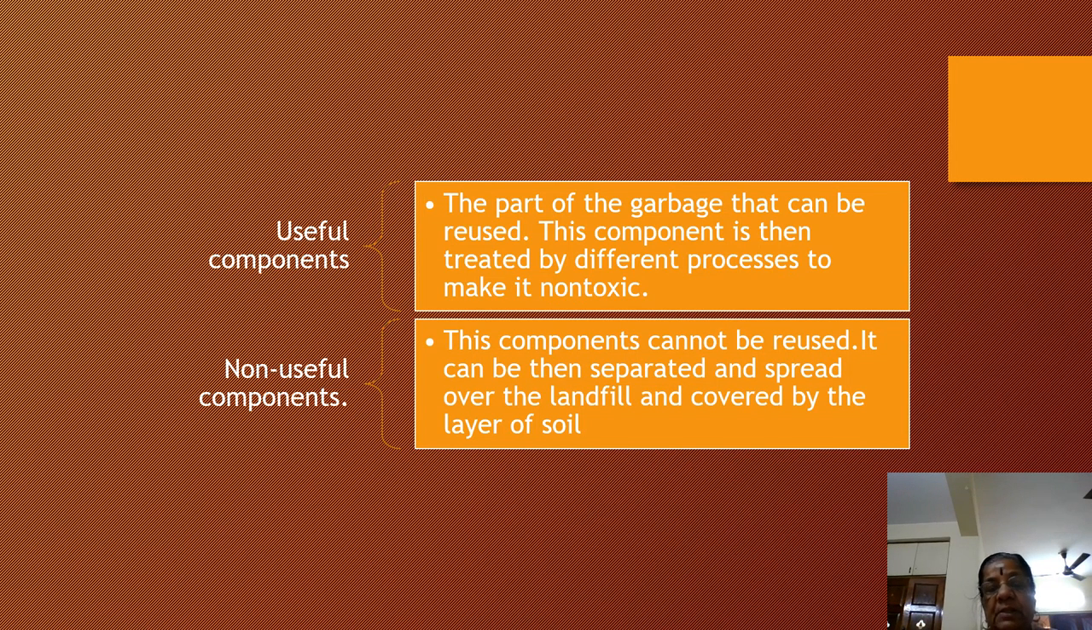Useful components are the part of the garbage that can be reused, and it is then treated by different processes to make it non-toxic. That's the compost and vermicompost method. That is composting and vermicomposting.